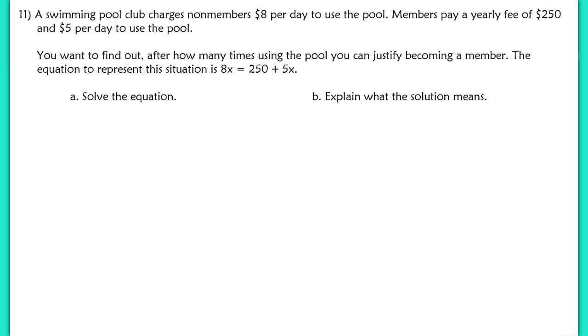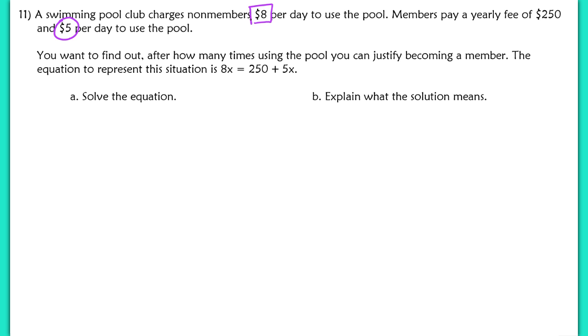It says a swimming pool club charges non-members $8 per day to use its pool. Members have to pay, though, an upfront fee of $250, and then they can pay $5 to use the pool per day. So in other words, members get a slight discount. They only end up paying $5 a day to use the pool, while people who don't pay the membership fee have to pay $8 a day. So they pay slightly more, but they never have to pay that upfront fee.